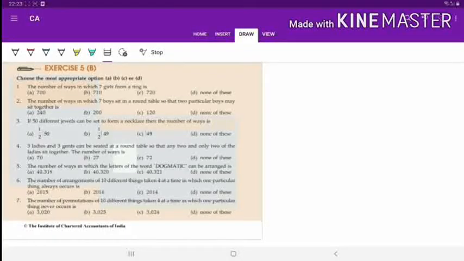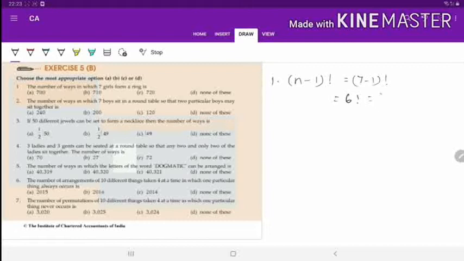The first question given here is: the number of ways in which 7 girls form a ring is. This is a circular permutation, and we know that for a circular permutation, the formula is (n minus 1) factorial. n is given to be 7 objects, that is 7 girls. So 7 minus 1 factorial, which is equal to 6 factorial, which is equal to 720. Option C is the answer.